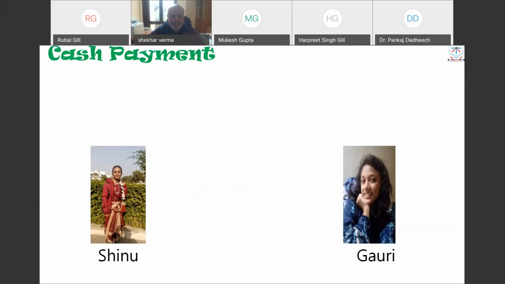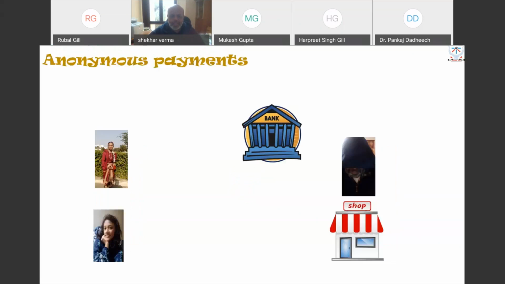So here are two ladies and they wish to exchange cash. They have cash, they have rupees, and they transact in rupees, which is cash. What is important here is that they have to be in physical proximity of each other to be able to exchange cash. Now, I don't want this physical proximity for exchanging money. So what do I do? I take the help of a bank. So for example, she goes physically to the bank.